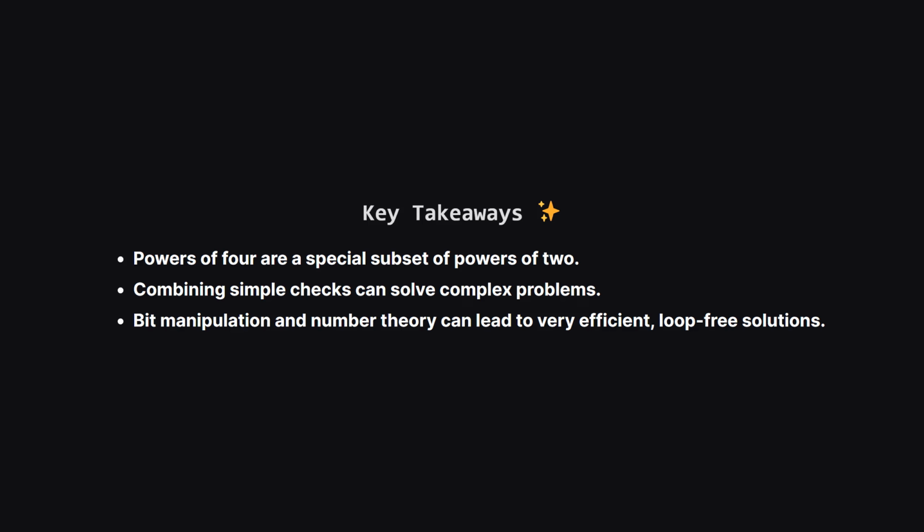So to wrap it all up, the big idea here is that powers of 4 are just a more specific type of power of 2. By layering our checks, first a general one, then a more specific one, we can narrow down the possibilities. This problem is a fantastic example of how looking for underlying mathematical patterns can help you replace a loop with a much more efficient, constant time operation.